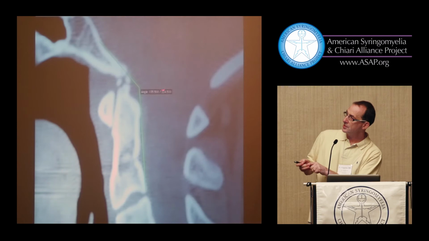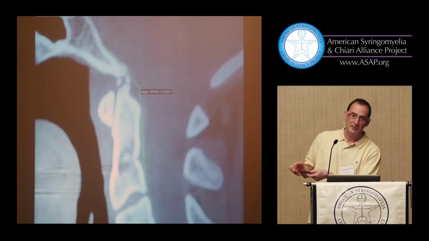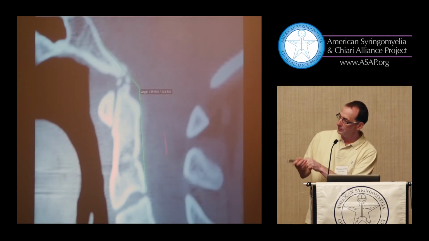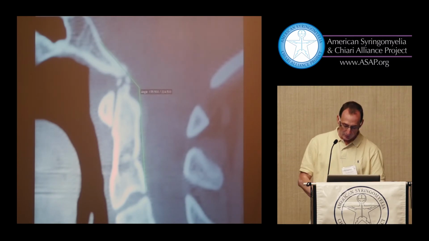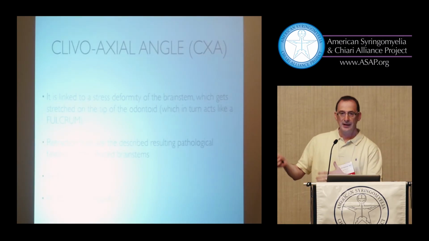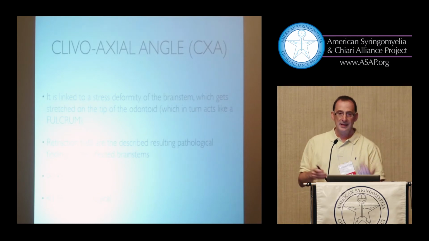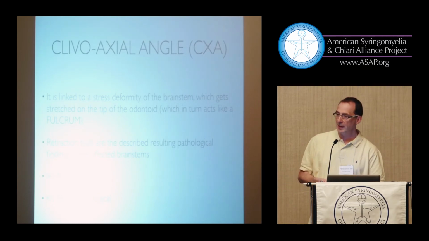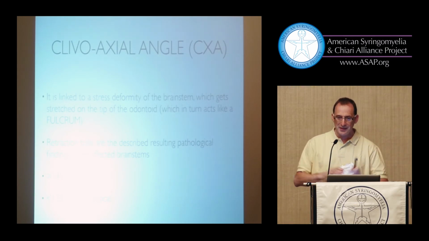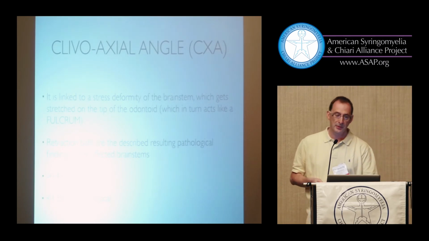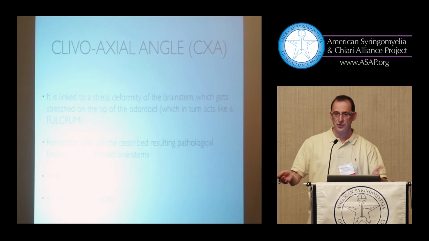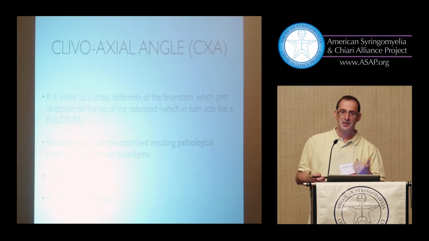This is the clivoaxial angle, which is the angle between the base of the skull and a specific part of the birdie we are talking about, which is the odontoid. There is a specific angle with normal values, and the angle should be around 145 degrees or in excess of that. So anything between 145, 155, 160 is the domain of normal. Then there is a borderline between 136 and 145, and anything below 135 is recognized to be pathological. Now, about when to intervene surgically, that's another pair of hands. Now, what does this angle tell us? It is linked to a stress deformity of the brainstem, which gets stretched on the tip of the odontoid, which in turn acts like a fulcrum.